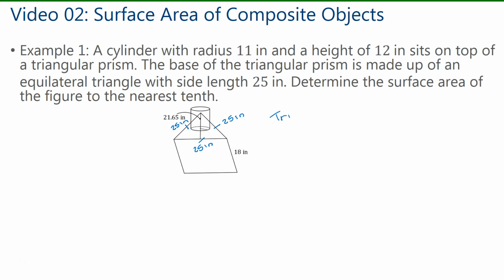Now starting with the triangular prism, we have 2 triangles and 3 rectangles. So for the 2 triangles, we have a base of 25 and a height here of 21.65.